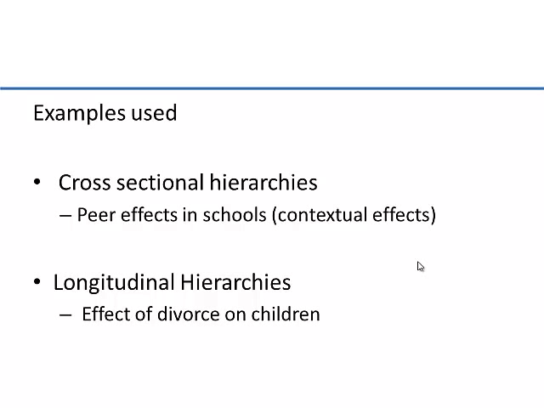Okay, so I'm going to illustrate why you might prefer to use fixed effects models by two examples. I guess there's two types of hierarchies we can consider in social data. One is what you're probably most familiar with, which is what I call cross-sectional hierarchies. That's pupils within schools, individuals within households, etc. The specific example I'm going to look at is the question of whether there are peer effects in schools. So whether the pupils as a group exert an effect on an individual pupil in terms of their outcomes.